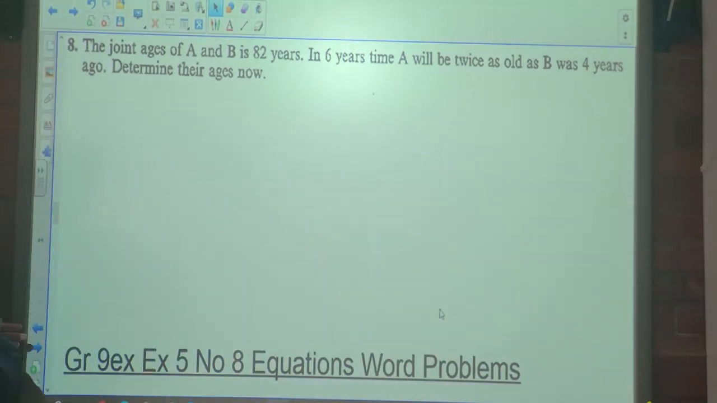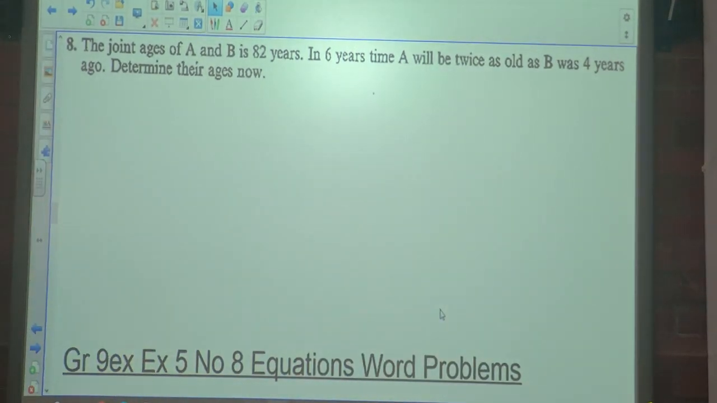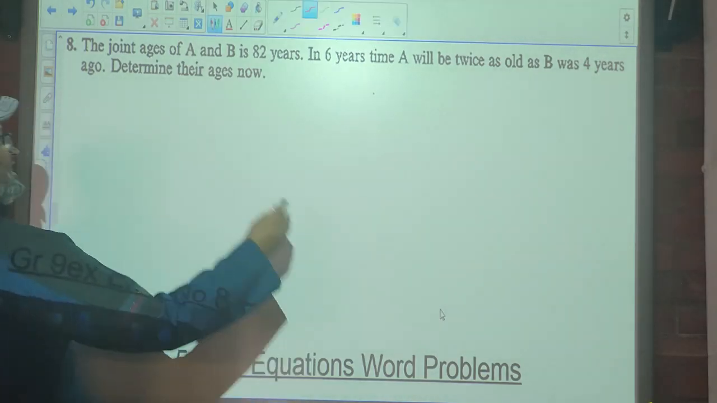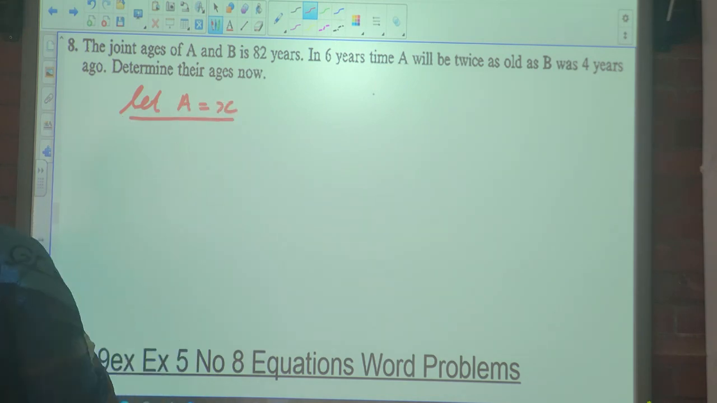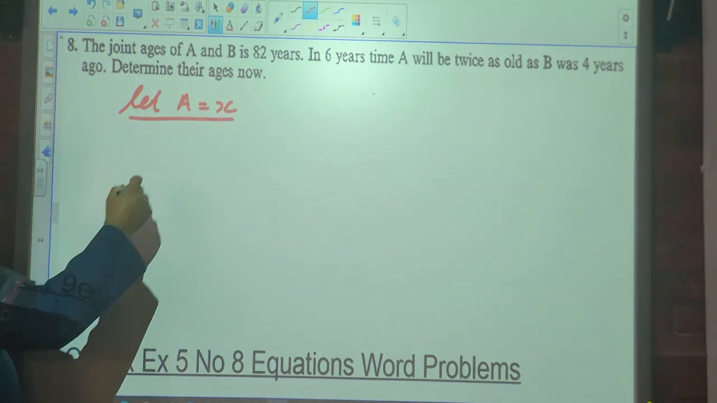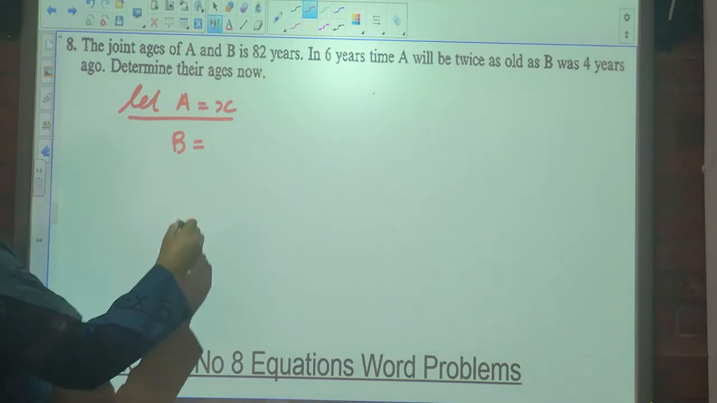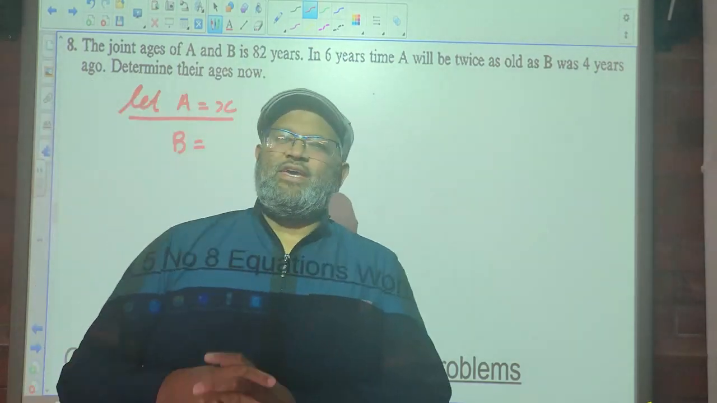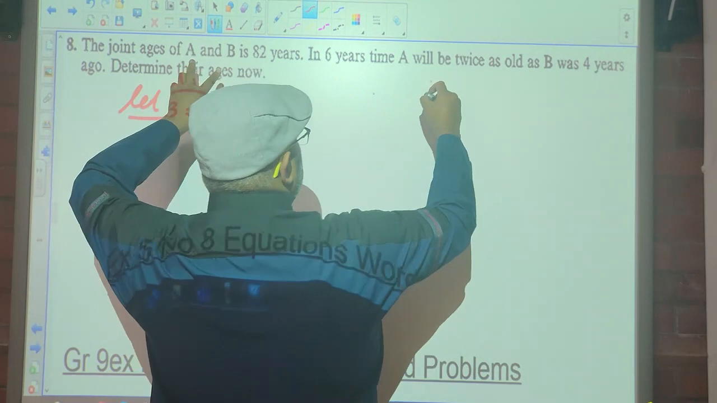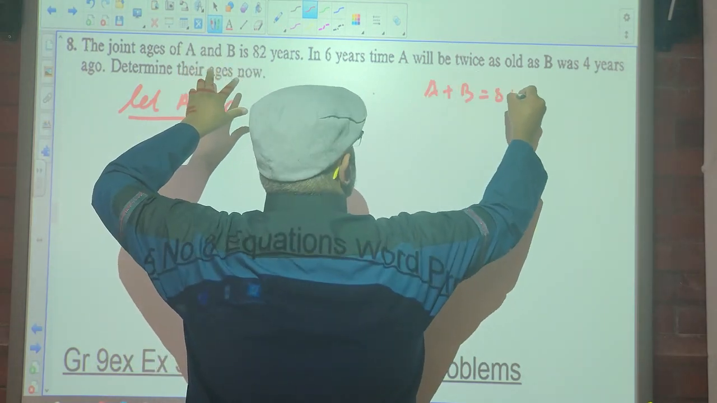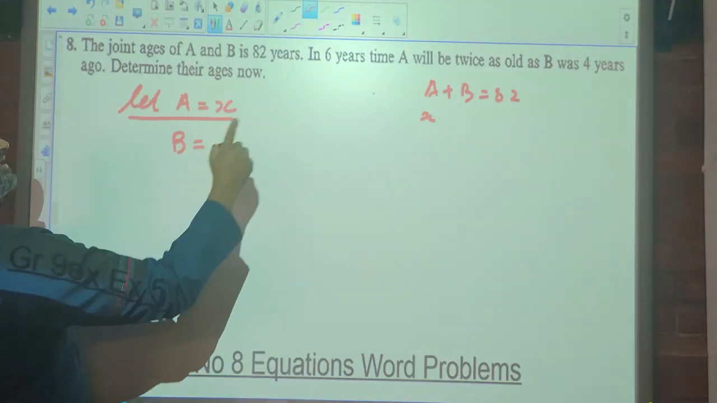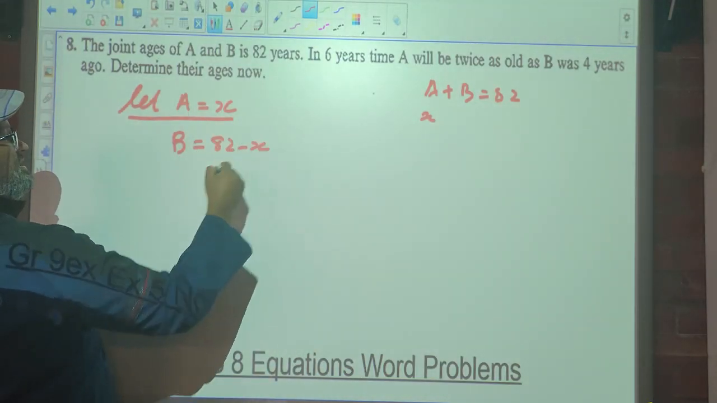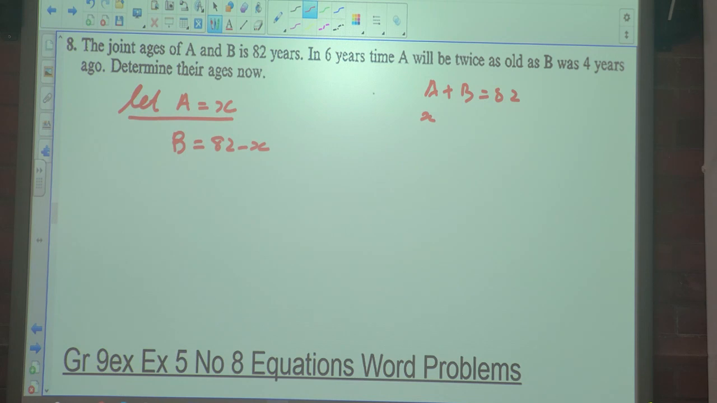We are told that the joint ages of A and B is 82 years. So A currently is, let A equal X, or X years old. Then B has to be, if the combined ages, which means A plus B, is 82. But X is now A. So B would be what? 82 minus X. You all agree with that?